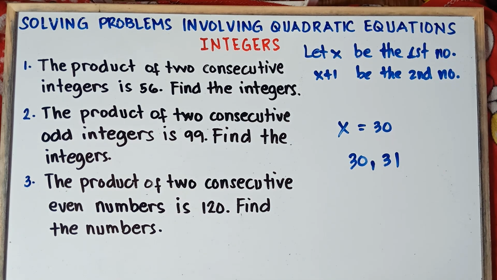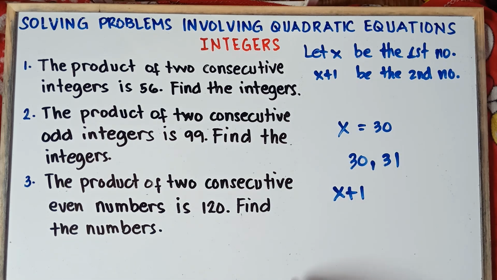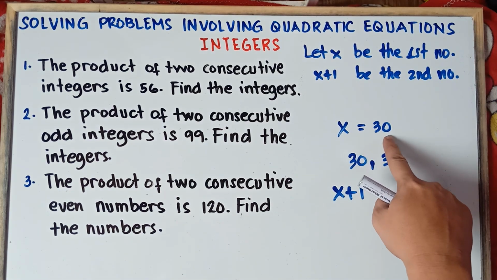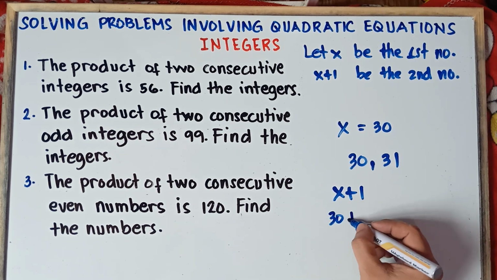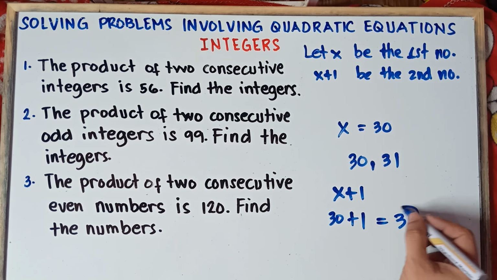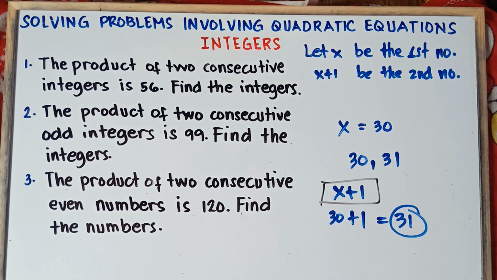Now, how will you get 31? Of course, that would be x plus 1. Question, why is that, sir? Because if x is 30, substitute the value of x, that is 30. So, 30 plus 1, the answer is 31. Therefore, the next equation, class, will be x plus 1. I hope you get this one, class.